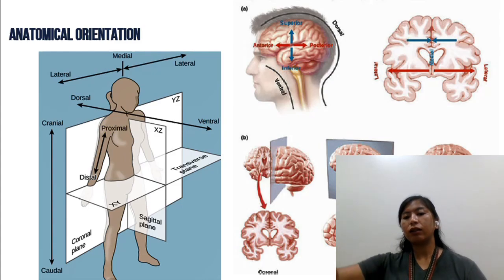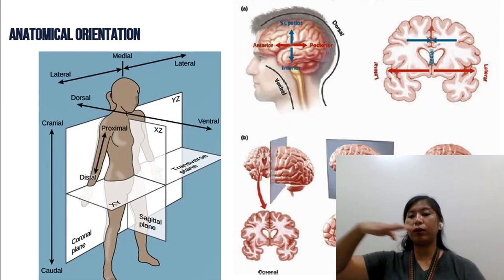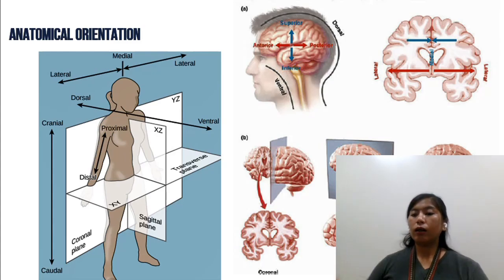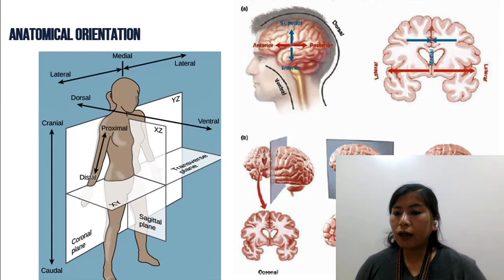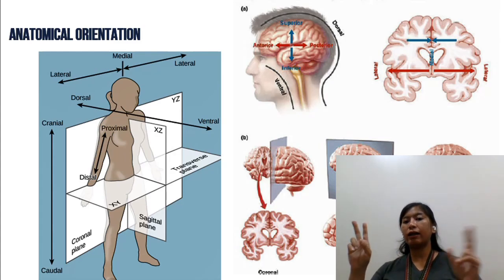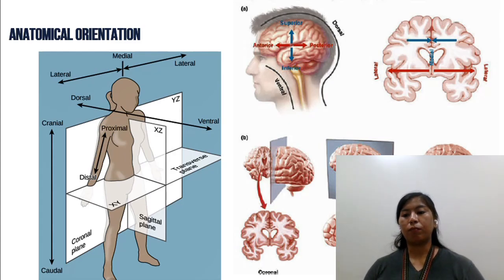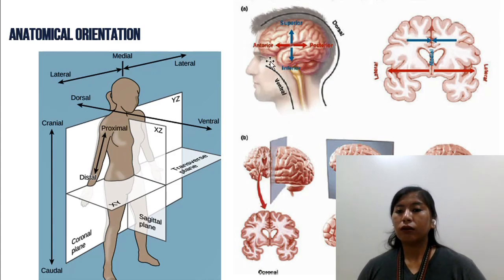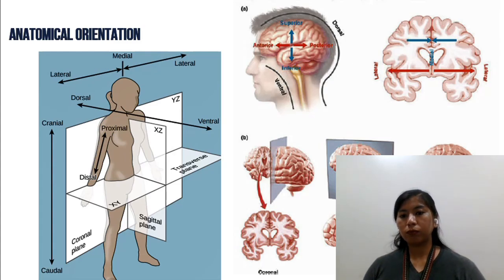Then on a horizontal cut, the transverse plane, so this is the cut of the brain. Usually in MRI, they are looking at the horizontal orientation in terms of the brain slices. We can also observe the white matter and the gray matter in this orientation. Okay, so let's move forward.